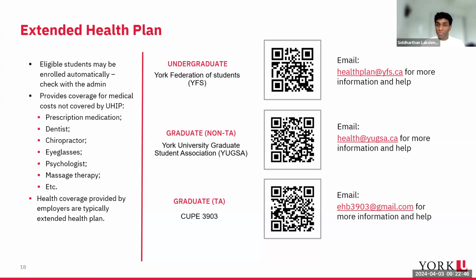You can scan the appropriate QR code depending on which category you fall into for more information regarding these extended healthcare plans. However, we'll also be presenting some slides later on about these topics. Just to give you a brief overview of the differences between UHIP and extended healthcare plan, UHIP does not cover things such as prescription medication, dentist, chiropractor, eyeglasses, psychologist, and massage therapy. These would be things that are covered under your extended healthcare plan. Hence, it is essential that you're educated on both these plans.